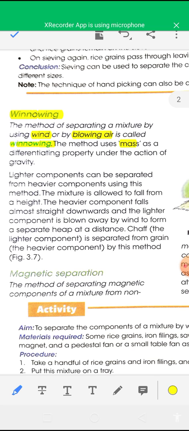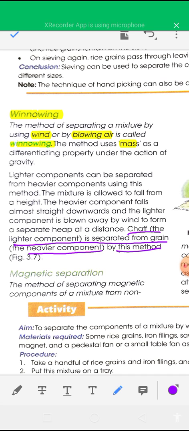Okay, here an application of this method is given. The heavier component falls almost straight downward and the lighter component is blown away by wind to form a separate heap at a distance. Chaff, the lighter component, is separated from grain, the heavier component, by this method. This is the application of winnowing.